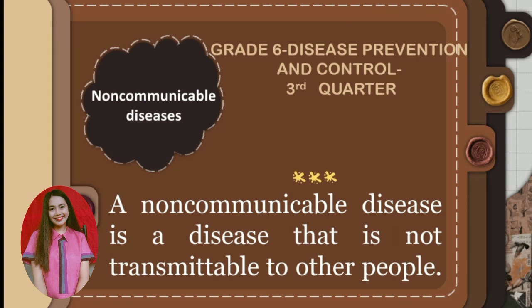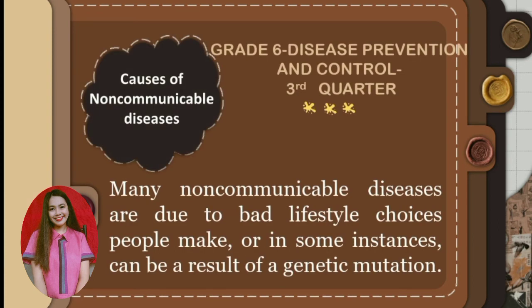Many non-communicable diseases are due to bad lifestyle choices people make, or in some instances can be the result of a genetic mutation. Lifestyles in which people eat incorrectly and do not exercise often lead to metabolic syndrome, which then causes types of diabetes and cardiovascular disease. But these conditions can be deadly, particularly if not diagnosed soon enough. Illness caused by genetic mutation includes cystic fibrosis and certain types of cancers.